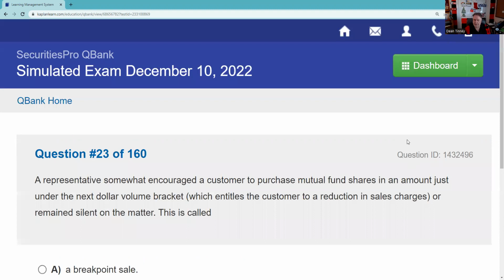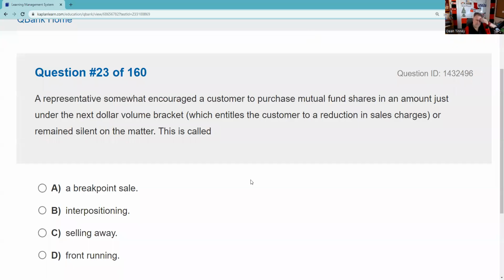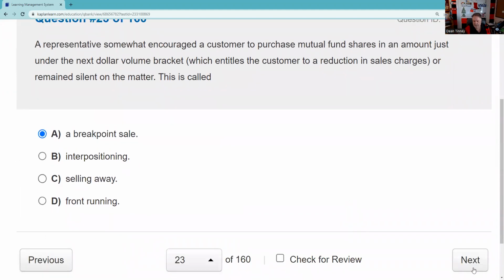Question 23. A representative encourages a customer to purchase mutual funds in an amount just under the next dollar volume bracket, which entitles the customer to a reduction in sales charge, or remains silent on the matter. This is called, given that answer set, all those things are bad. I mean, B might not be bad, but it could be. It sounds like a breakpoint sale situation, certainly A.